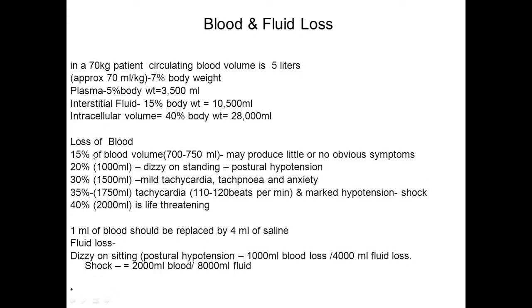Student, note in here. Loss of blood: 10% of blood volume, about 750 milliliters, may produce little or no obvious symptoms. 20%, about 1 liter: dizziness and postural hypotension on standing. 30%, about 1.5 liters: mild tachycardia, tachypnoea, and anxiety.